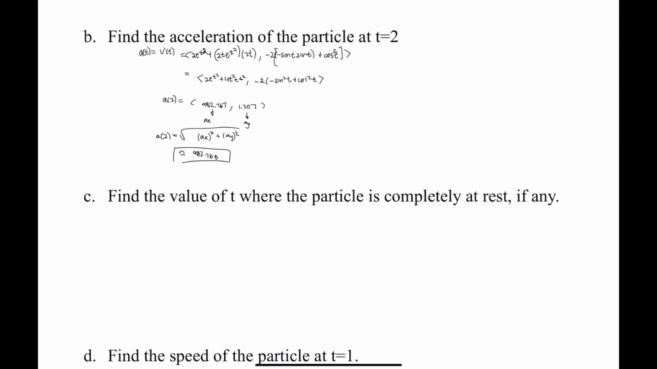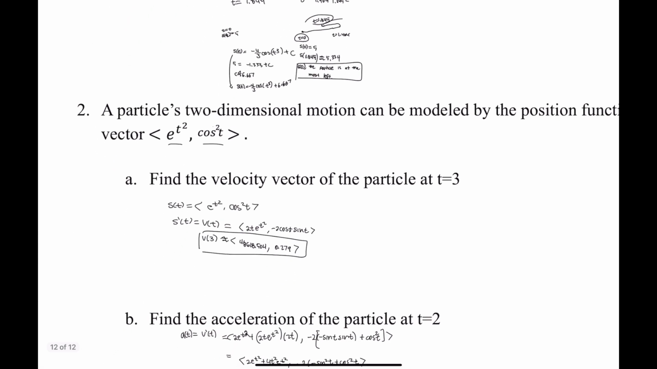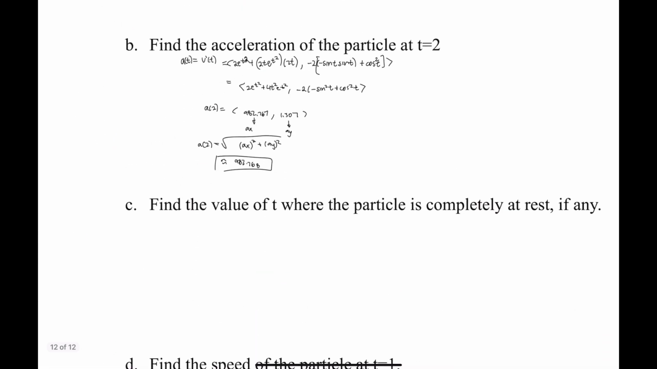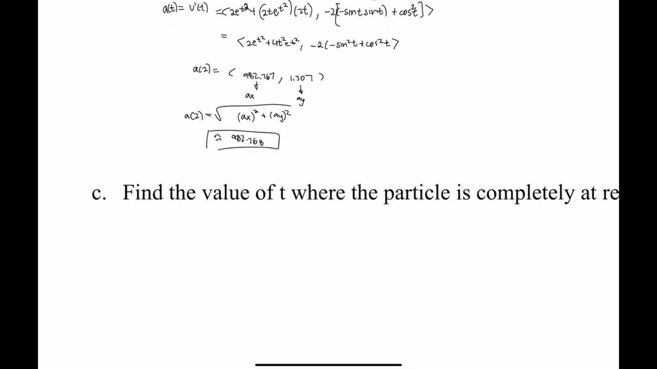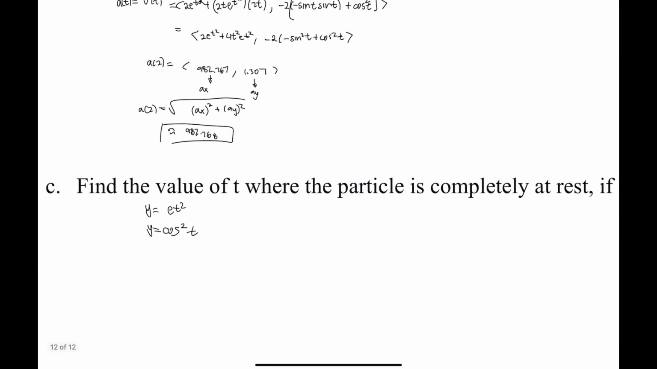Okay, and then this part C reads, find the value of t where the particle is completely at rest, if any. So this means when both parts of the velocity vector are equal to 0 at the same time. So I guess the velocity in the x direction and the velocity in the y direction are both equal to 0. But then we see that one is e to the power of t squared, and then one is cosine squared t. And this one, you're specifying in the interval between 0 to 4.